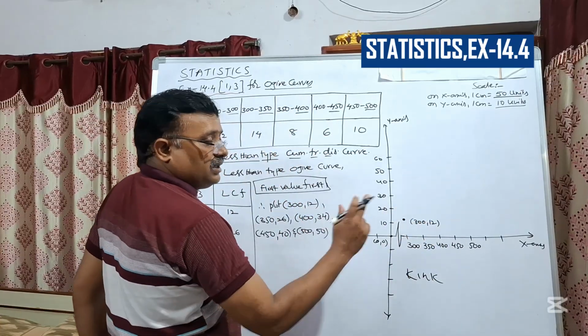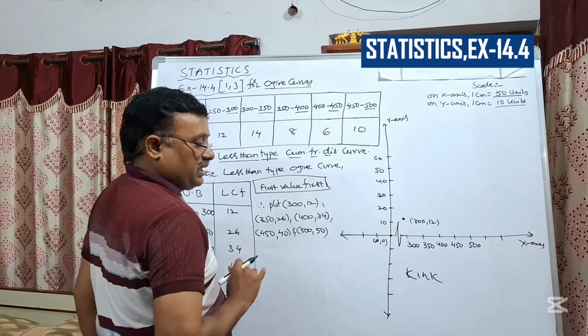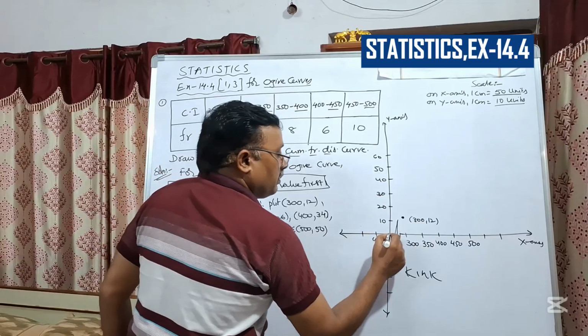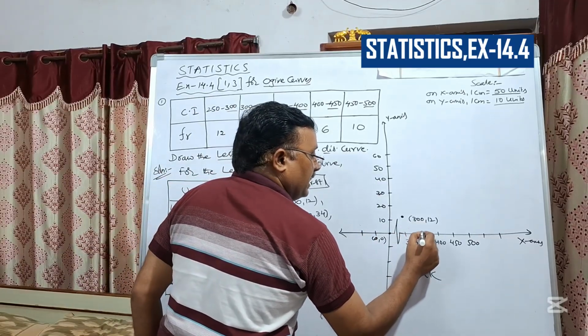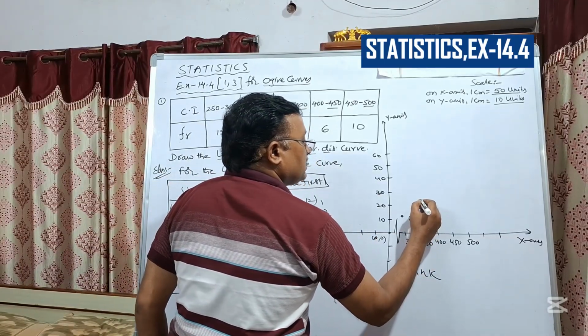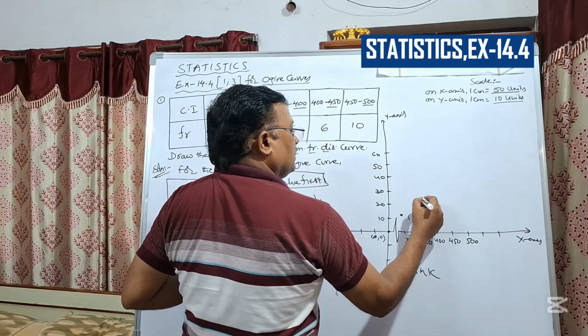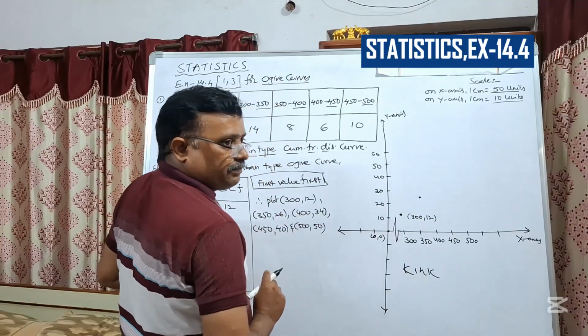Plot the point and write the coordinates immediately. That is compulsory. Next one, ordered pair 350 comma 26. From the origin, 350 and 26 means from 20, the next sixth thin line. Okay, right.